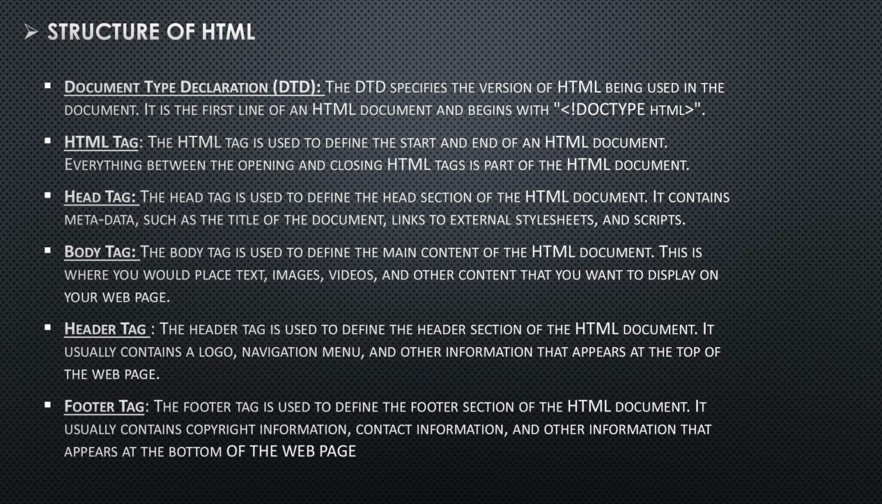The header tag. The header tag is used to define the header section of the HTML document. It usually contains a logo, navigation menu and other information that appears at the top of the web page. The footer tag. The footer tag is used to define the footer section of the HTML document. It usually contains copyright information, contact information and other information that appears at the bottom of the web page.